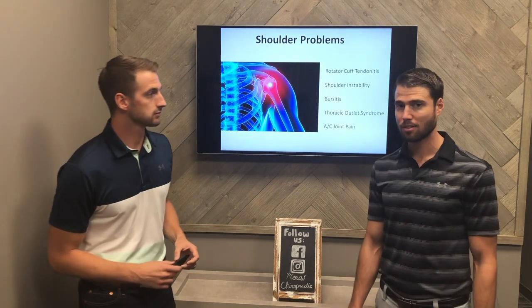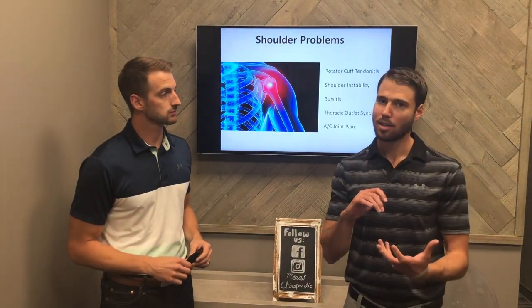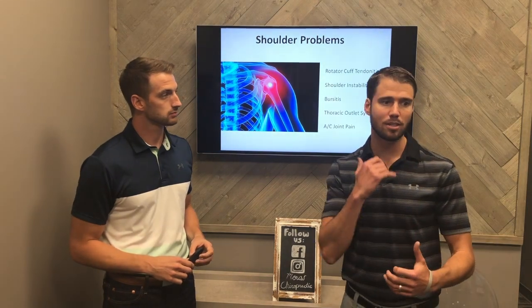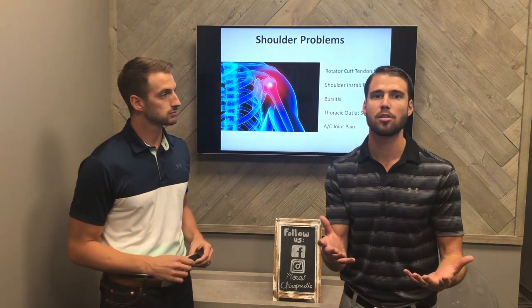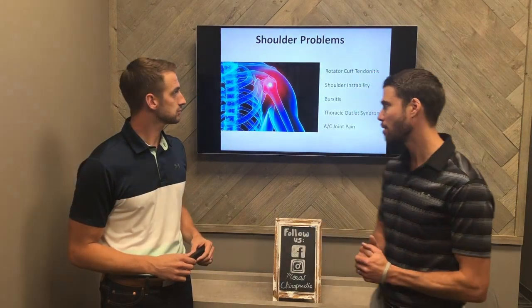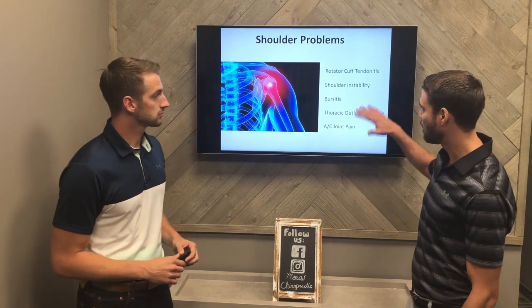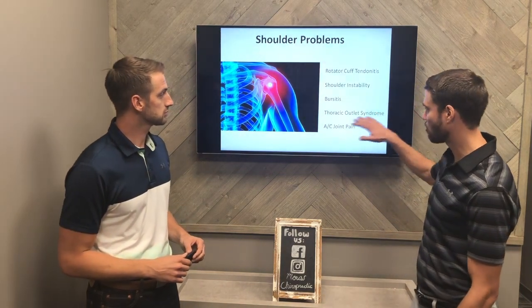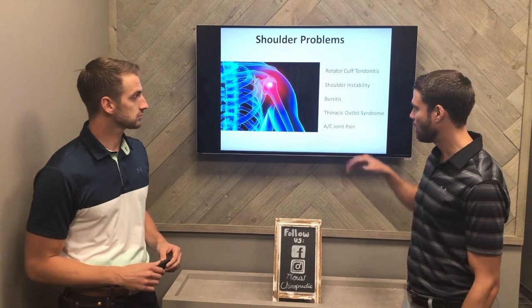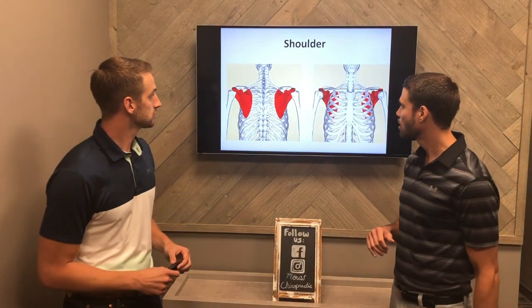There's a lot of different things that can happen when we see subluxation in a place and a joint's not moving properly anymore. We see loss of proper nerve supply, and different things like weakness, numbness, and tingling can happen. So there's a variety of things that happen: rotator cuff issues, shoulder instability, bursitis, thoracic outlet syndrome, AC joint pain. Those are some of the more common ones.